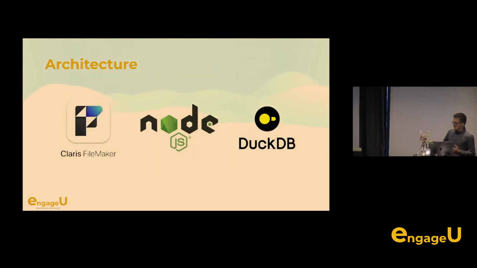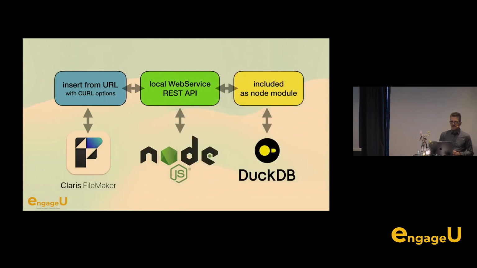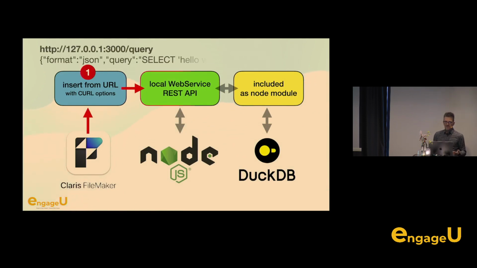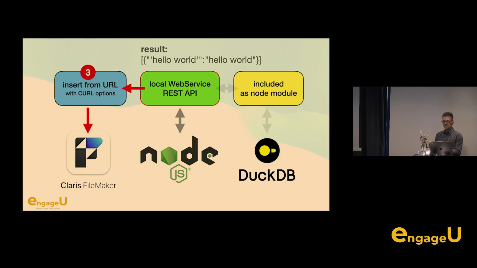So we need some middleware, and the approach that I would like to show you today is to use Node.js as a kind of local REST API to call a DuckDB engine from FileMaker, and it's very easy to implement. We have an Insert from URL, send over some JSON with our query. The Node.js part hands this over to the DuckDB engine and then gets back a result as JSON.